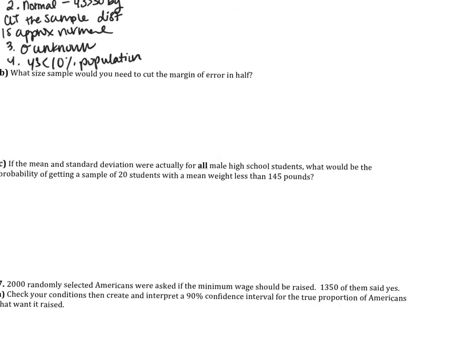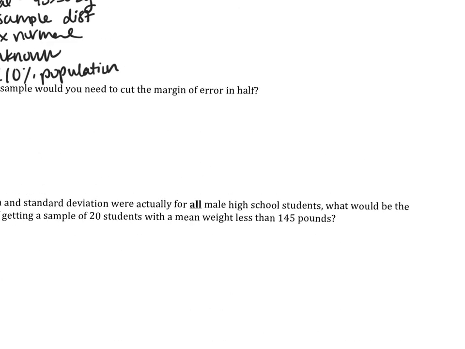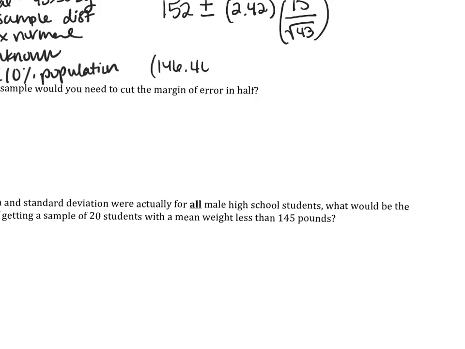All right, so I can plug in all the information I have in here. X bar is 152, plus or minus t star, which we found to be 2.42, times s, which is 15, over the square root of n, which is 43. You could compute this out to be approximately 146.46 and 157.54.